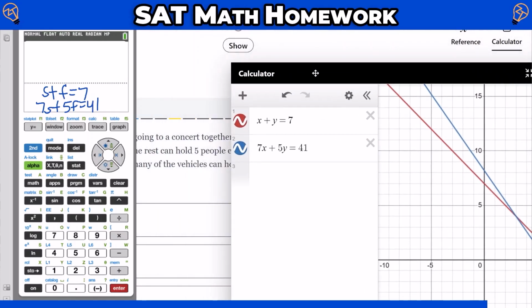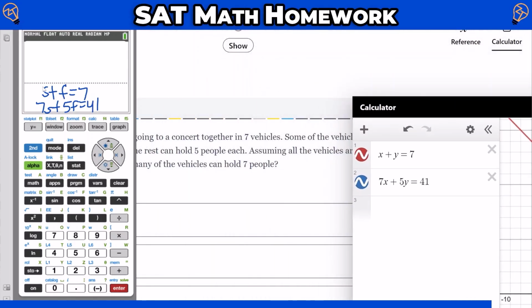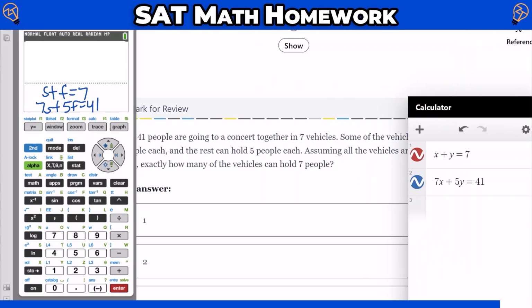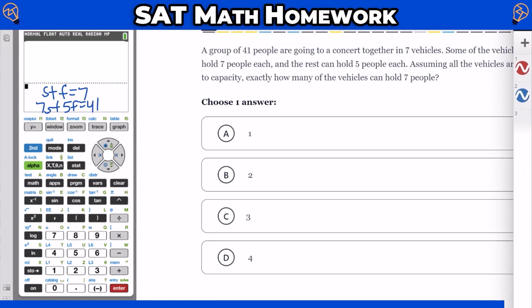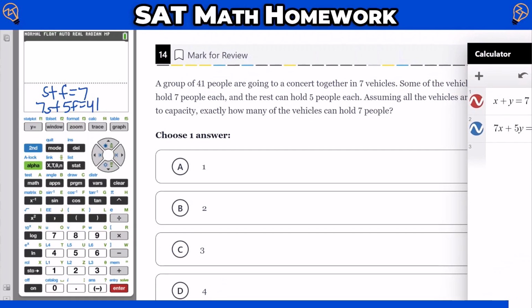And keep in mind that we used S to represent the number of vehicles that can hold 7 people, and that's what we were looking for. So in that case as well, we get the answer as C. Now, if you were to do it by hand, you could, by using either substitution or elimination, but I would definitely say either of those two algebraic approaches is not as effective as using Desmos.